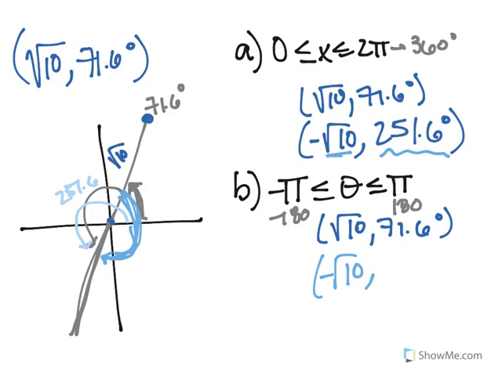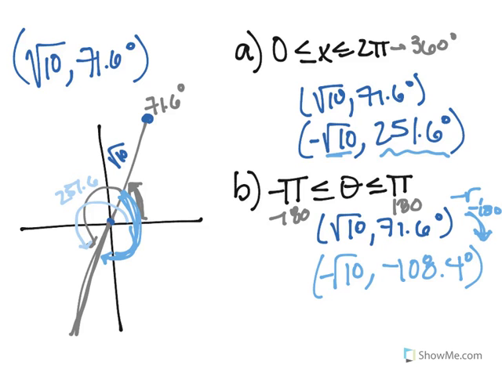And then if I do 71.6 minus 180, that gives me negative 108.4 degrees. Okay, so again, I used the same angle, and this time I did negative r, and I did minus 180 from my theta. So that's how I got to this angle right here.